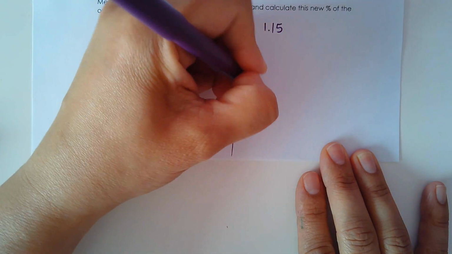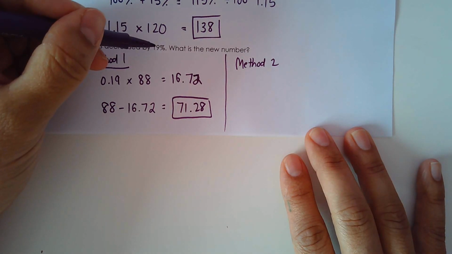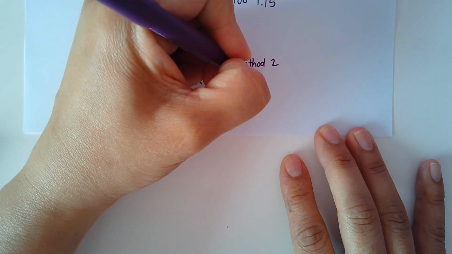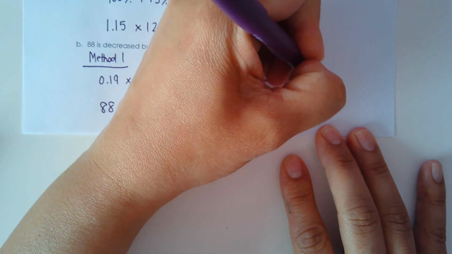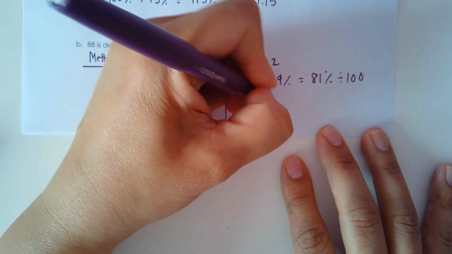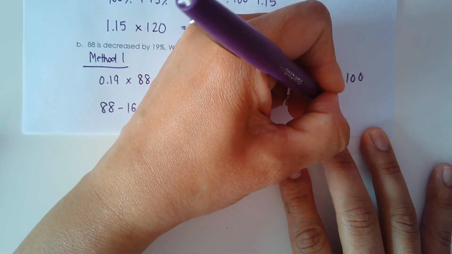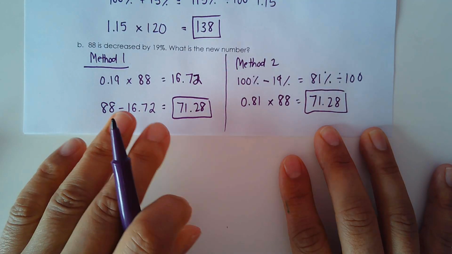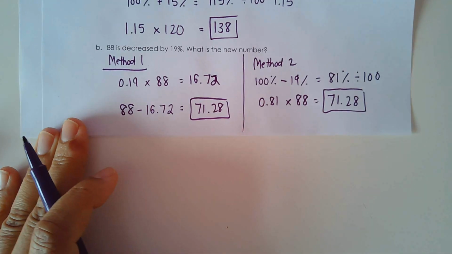Okay, and in method 2, we're going to combine the percentages. So here, because we have a decrease, we're going to take 100% and we're going to take away 19% so that we have 81%. And then turn that into a decimal, multiply it by our number of 88, and we end up with 71.28. Okay, so you can use either method. It's just good to know how to use both methods. So you can pause the video, try example C on your own.